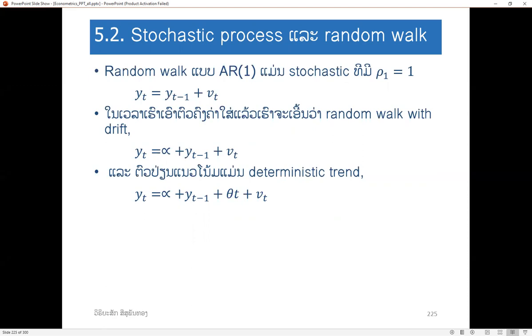So this year's data is completely equal to last year's plus some element. And in the random walk we can include the constant term; we will call it random walk with drift. And we can also include the trend; we call it the deterministic trend.